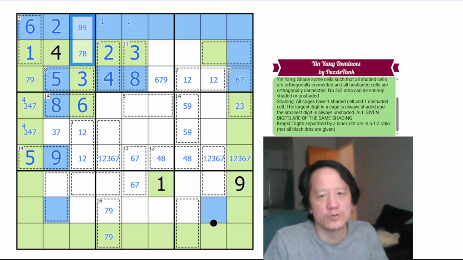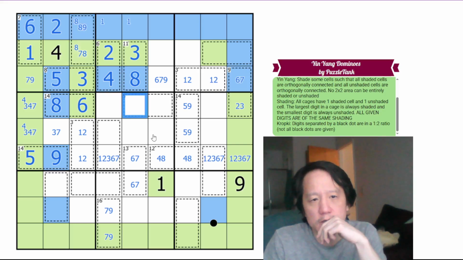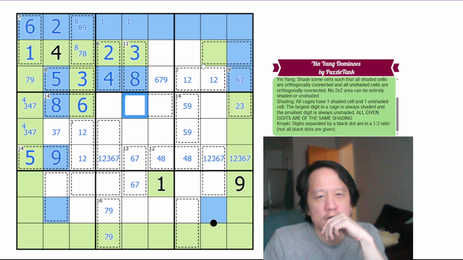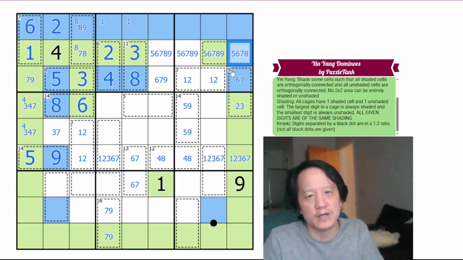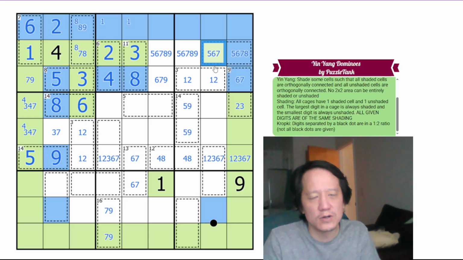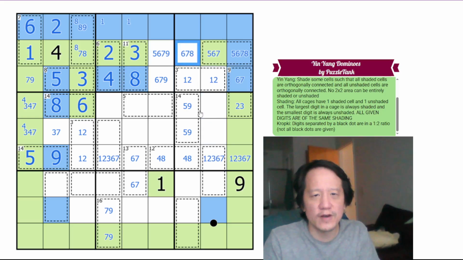That means 8 is one of these digits because this cannot be 8 here. Remaining digits here in row 2 are 5 through 9. This can't be 9, so this has to be less than this digit. So it cannot be 8 or 9 here. This can't be 8. This can't be 5 or 9.